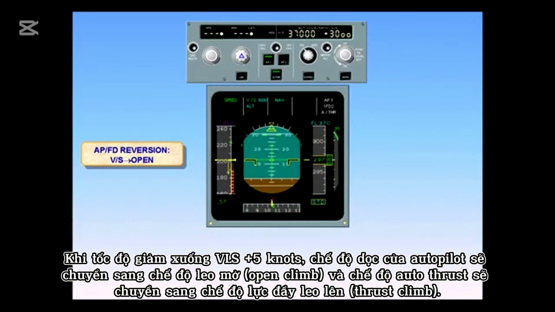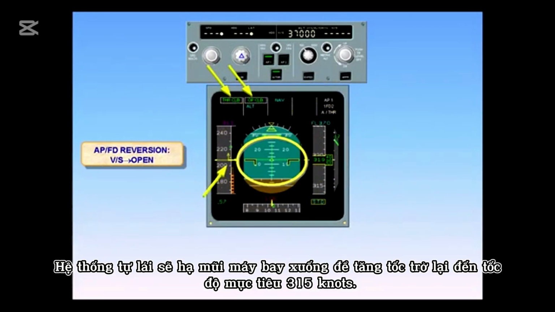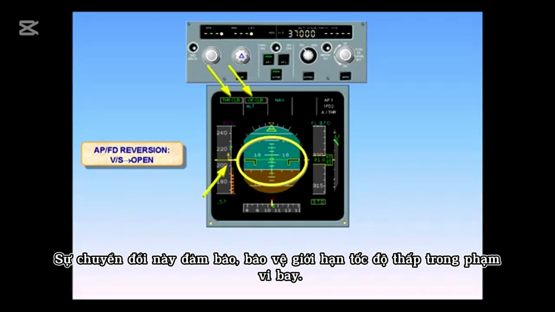When the speed decreases to VLS plus 5 knots, the autopilot vertical mode reverts to open climb and the autothrust mode to thrust climb. The autopilot will pitch the aircraft down to re-accelerate toward the 315-knot target speed. This reversion ensures the flight envelope low-limit speed protection.